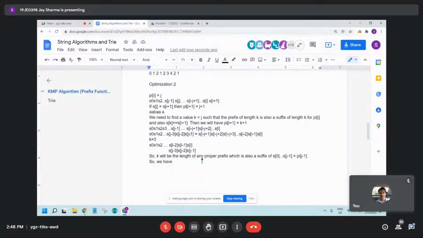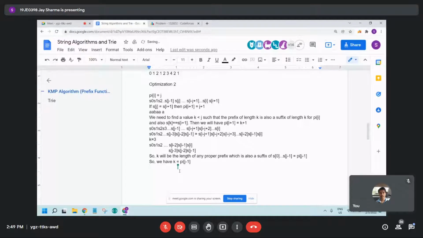यस सर. इसलिए वी कैन राइट दैट your task reduces to finding the length of the longest proper prefix, which is also a suffix of this part, s of 0 to s of j minus 1. और प्रीफिक्स फंक्शन के डेफिनेशन के हिसाब से दिस इज नथिंग बट पाई ऑफ j minus 1. And so according to this we have k equal to pi of j minus 1.